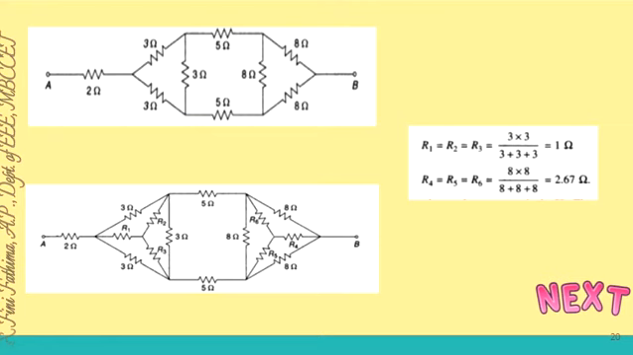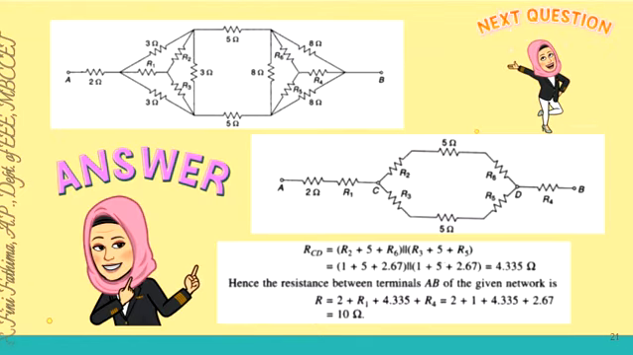So we will get R4 is equal to R5 is equal to R6, because all are 8 ohm resistances, that is equal to 2.67 ohm. So now I have redrawn. What we have to do is omit this delta and connect it in the star connection.